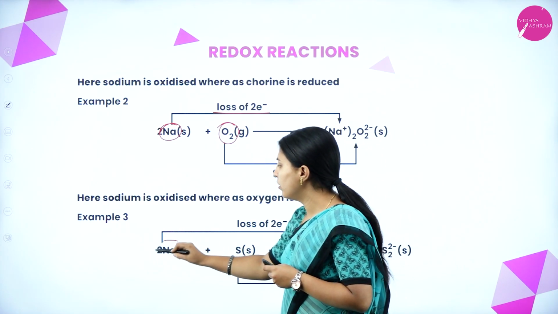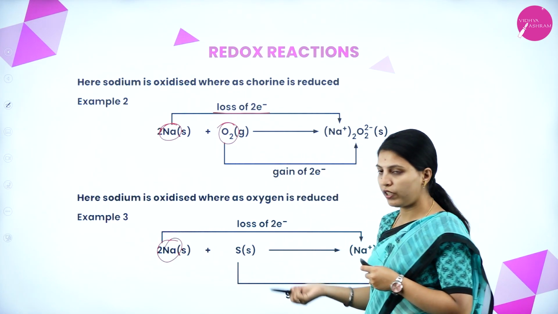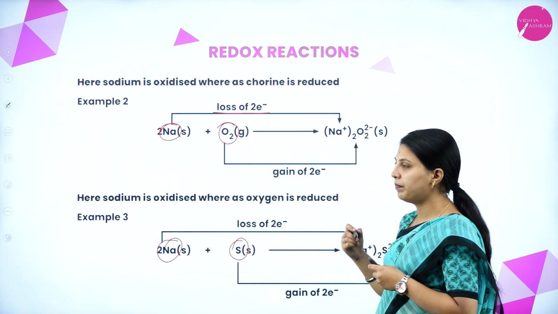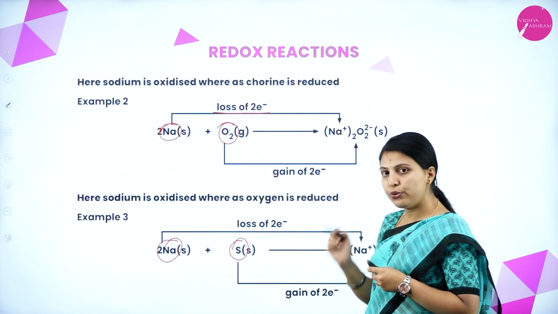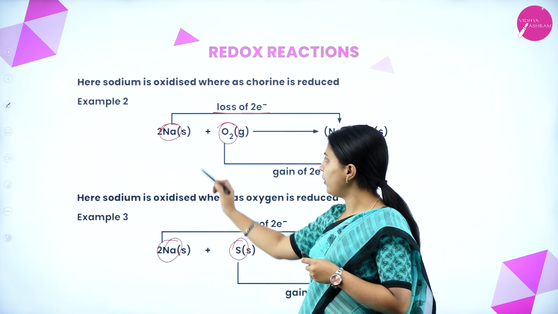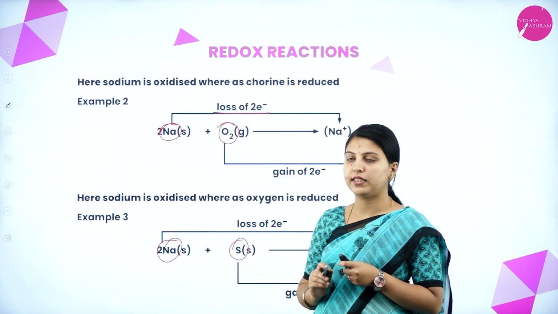Here also there is a loss of 2 electrons, so sodium will be oxidized. Sulfur gains 2 electrons, so sulfur is going to be reduced. Usually metals will lose electrons, so everywhere you observe that metals are present.